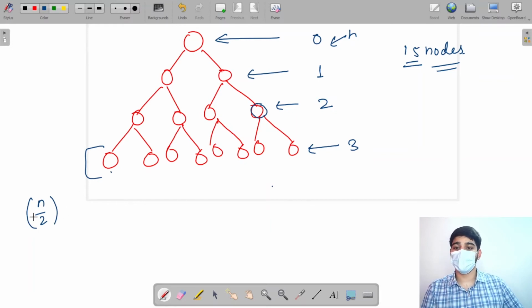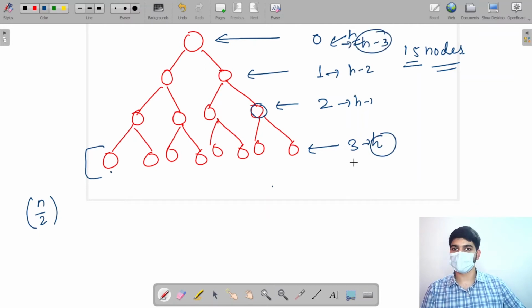right? And for all of those nodes, we are having a time complexity of h, right? This is my h, this is my h minus 1, this is my h minus 2, and this is my h minus 3. This is my total height of the tree. H is my total height of the tree. So for all the nodes in the last level, which are n by 2 nodes, I have a time complexity of h to move them up, right?